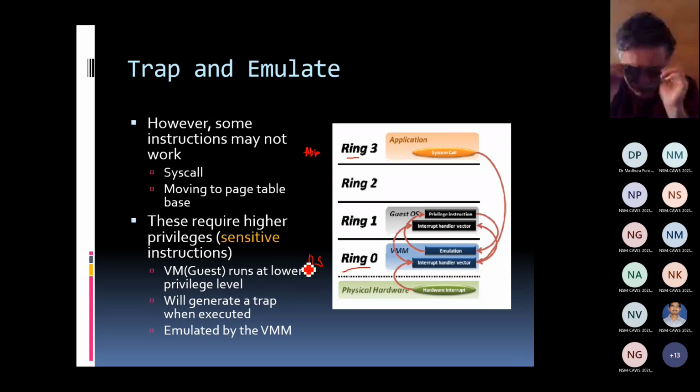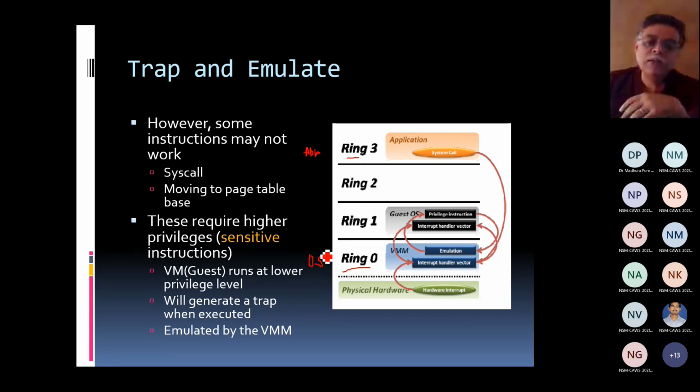So we must remember one thing. Hardware must be controlled only by one person. So the allocations must be controlled by one person. And in this case, the VMM must be running on ring 0. So where to make space for the guest OS? What we do is we make space for the guest OS on ring 1.